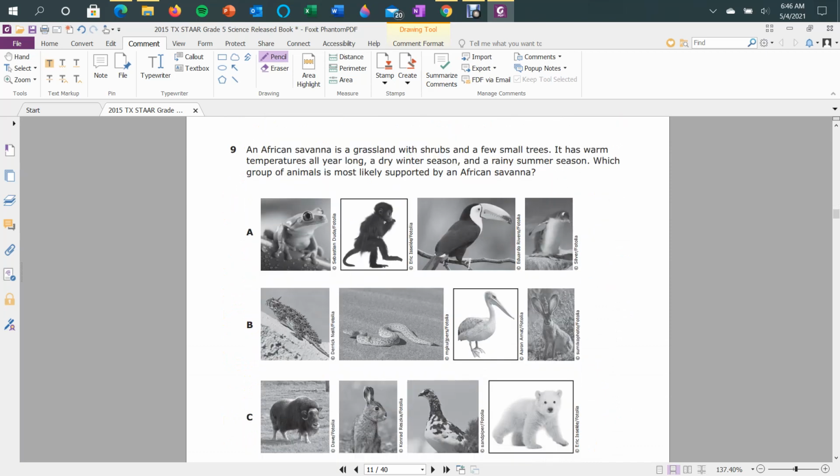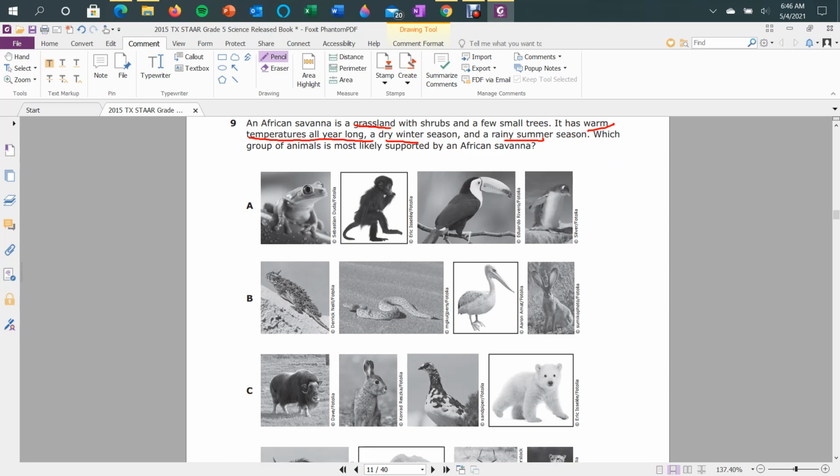Ooh, this one might be hard. A lot of pictures to look at. Now this one takes a little more thinking if I remember correctly. Okay, an African savanna is a grassland with shrubs and few trees. It has warm temperatures all year long, dry winter seasons, and rainy summers. Which group of animals is most likely supported by the African savanna?